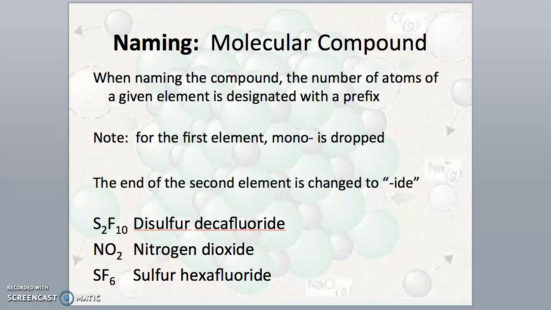Three examples are provided. Notice that the second and third example only have 1 of the first element, so no prefix is needed. The second element will have the prefix mono if there is only 1. An example is carbon monoxide. Try to write the formula for carbon monoxide and use Google to see if you're correct.